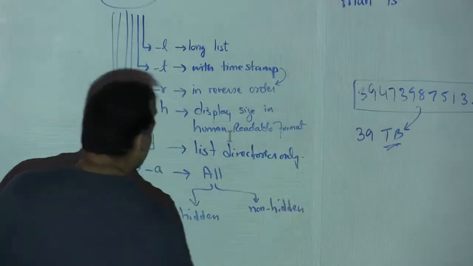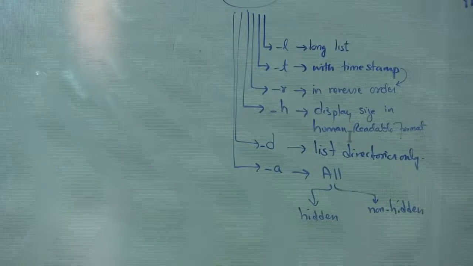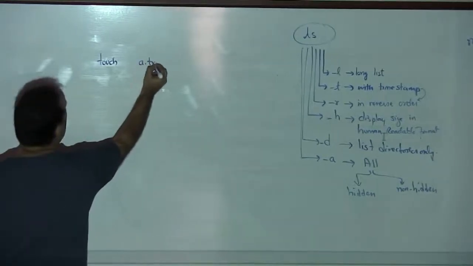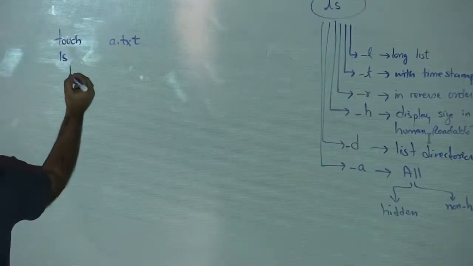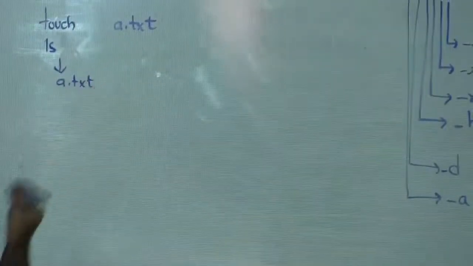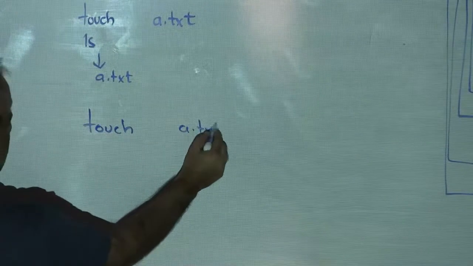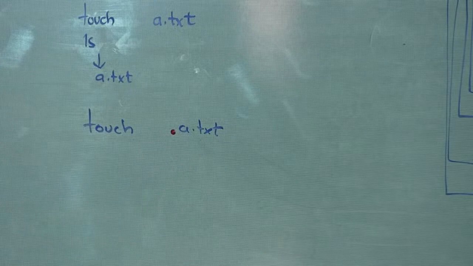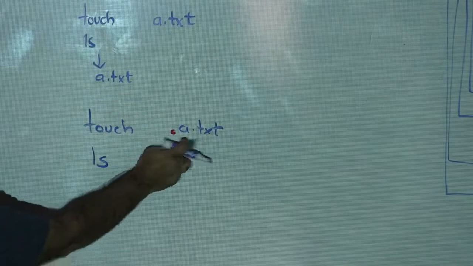There are ways where you can create a file as hidden or non-hidden. So what do I mean by hidden and non-hidden? For example, if I use the touch command and I say a.txt, and I type in ls, do you think it will display that a.txt? Yes. If I create a file called a.txt but put a dot in front, this dot is going to make it hidden. It will hide this file.